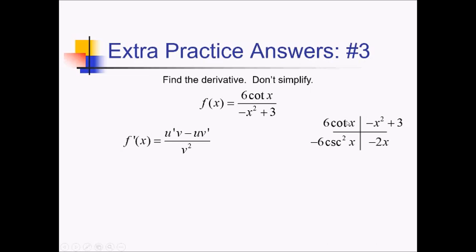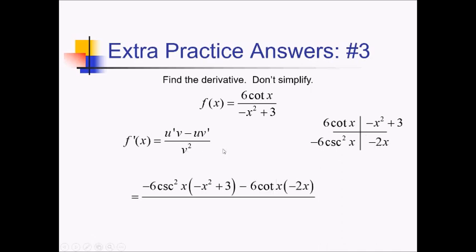Now we'll use the ribbon to put it all back together. We've got negative 6 cosecant squared of x times this stuff up here, negative x squared plus 3 in a parentheses. So that's the u prime v that we just did there. And now for the minus uv prime, we've got minus 6 cotan of x times negative 2x. All of that over v squared, so that'll be all over negative x squared plus 3, quantity squared. We're not simplifying, so we're done.